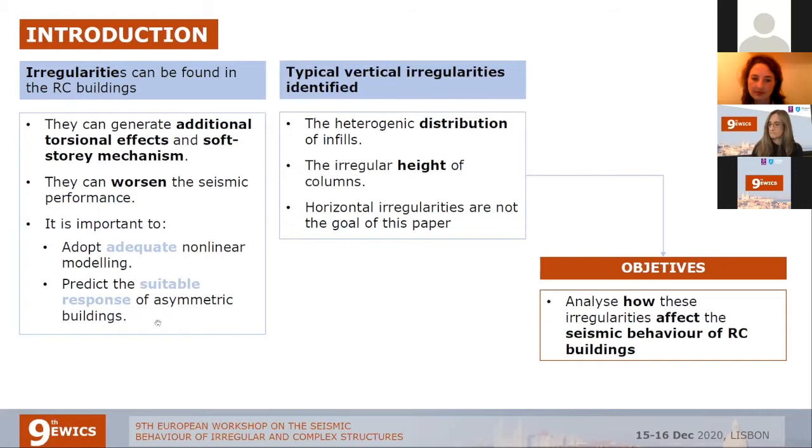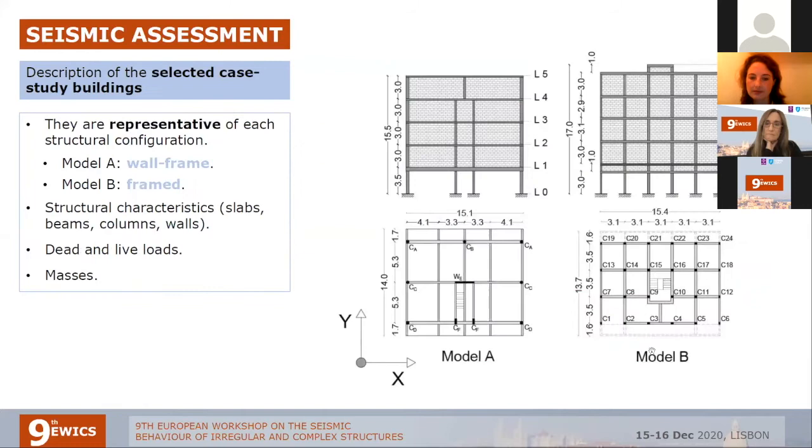We have identified different typical vertical irregularities in the buildings, which are mainly the heterogeneous distribution of infills and the irregular height of columns. In this paper, we haven't studied the horizontal irregularities. The main goal of the study is to analyze how these two irregularities may affect the seismic behavior of reinforced concrete buildings.